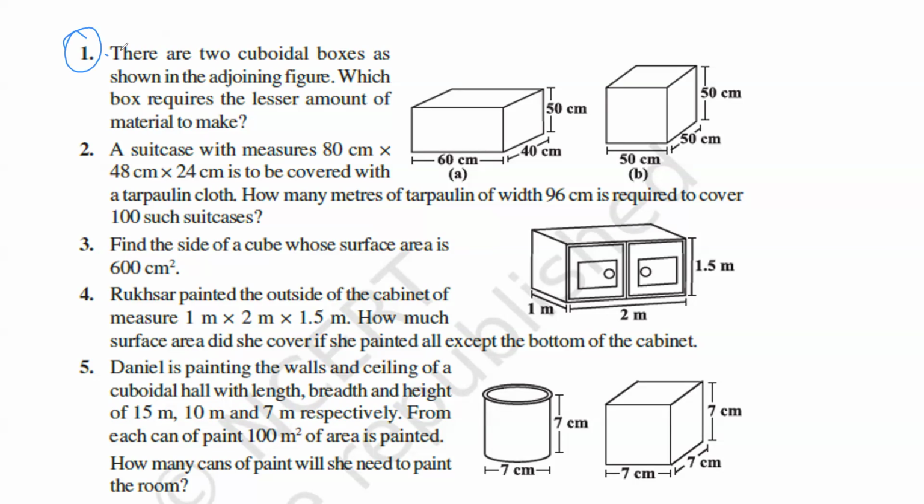There are two cuboidal boxes which are shown in the figure. Which of the following boxes requires a lesser amount of material to make? Material to make. Okay. They are not asking about surface. Material means volume. Which has lesser volume? They're asking, tell me which has lesser volume.